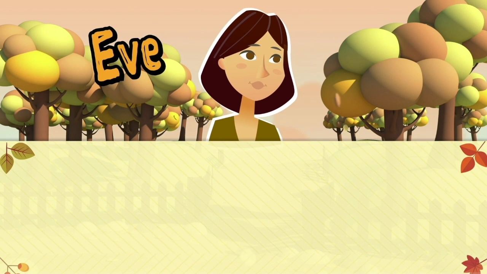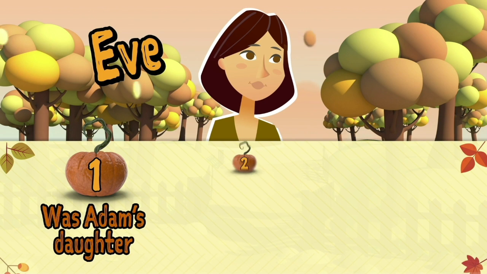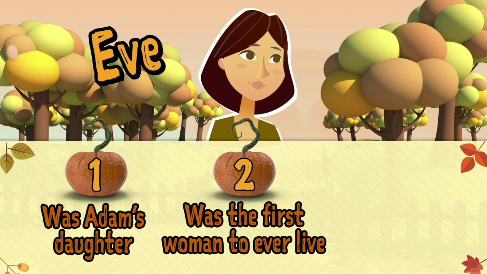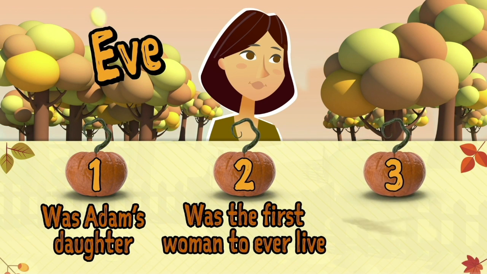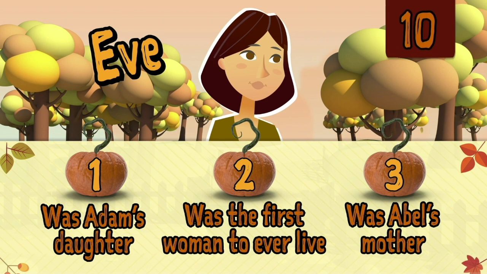Now, which of these is not true about Eve? 1, Eve was Adam's daughter. 2, Eve was the first woman to ever live. 3, Eve was Abel's mother. So what do you think? Which of these pumpkins is not telling the truth?